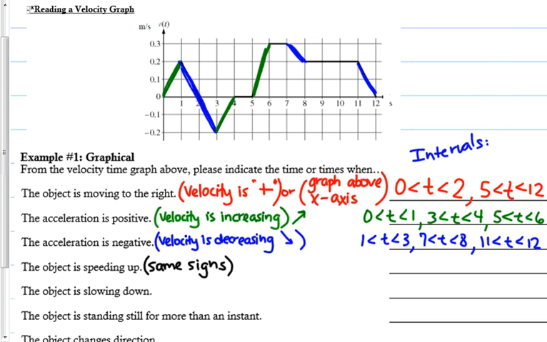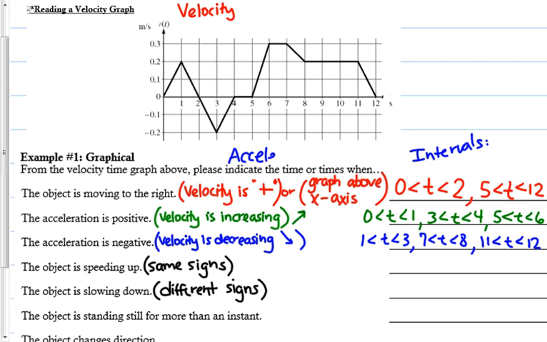If you look at the next one, they want to know when the object is slowing down, and that's going to be whenever velocity and acceleration have different signs. So what we're going to do is take the graph and figure out what the velocities are and what the accelerations are. And then we're going to compare them. So I'm going to take the graph, and I guess I'll do velocity in red, so I'll do all the velocities up here, and then I'll do the acceleration part in blue down here.